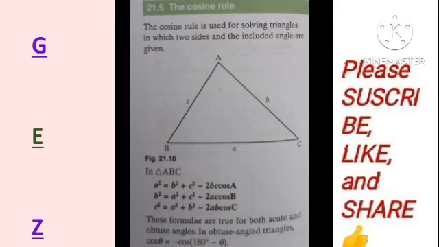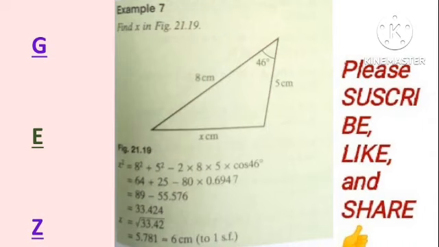For this rule, you don't even need to memorize it or cram it into your head. All you need to do is just recognize the pattern. So you can see how it works, that on the left hand side we have the different term from the right hand side. This formula is true for both acute and obtuse angles. In obtuse angles, cos theta equals minus cos open bracket 180 degrees minus theta. So now I'll give an example related to that.